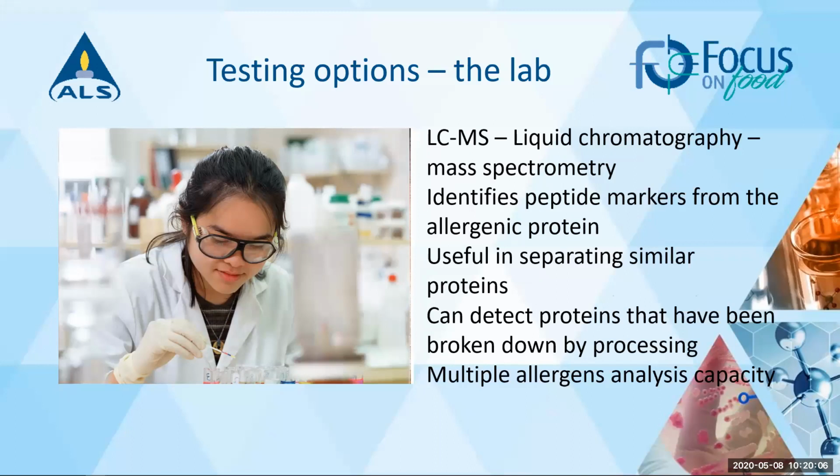Next, we have liquid chromatography mass spectrometry. This is an emerging method that identifies peptide markers from the target protein. It's capable of differentiating between several closely related proteins, and is also effective in detecting allergenic proteins that have been broken down during processing.